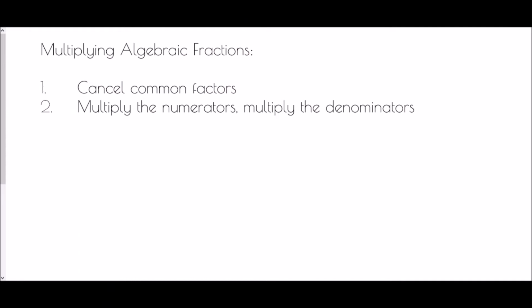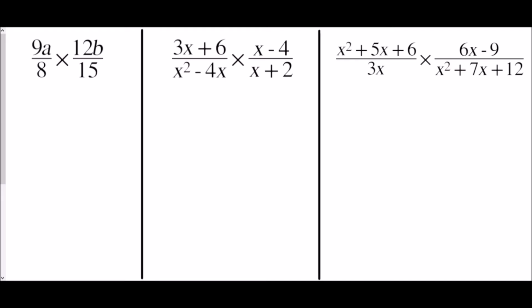Okay, so our method for multiplying algebraic fractions is going to begin with us cancelling out common factors, and then we're going to use the normal multiplying fractions method. We'll multiply the numerators and we'll multiply the denominators. So let's see how that works. In the first question I have 9a over 8 times 12b over 15.